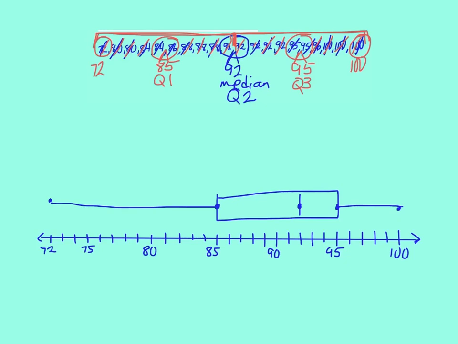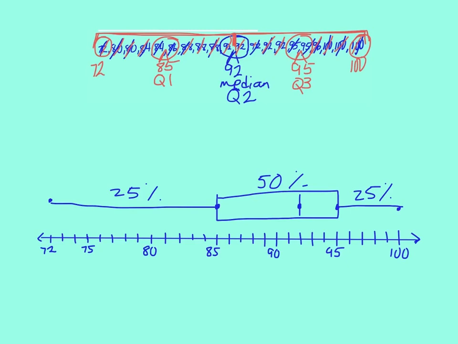Each of the sections has 25% of the data in it. That's why 50% of the students scored between an 85 and a 95. We know that 25% of the students were 95 or above. We know 25% of the students were between 72 and 85.